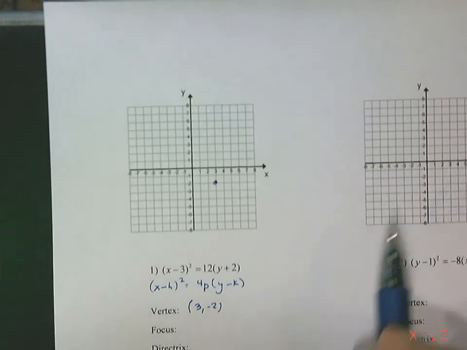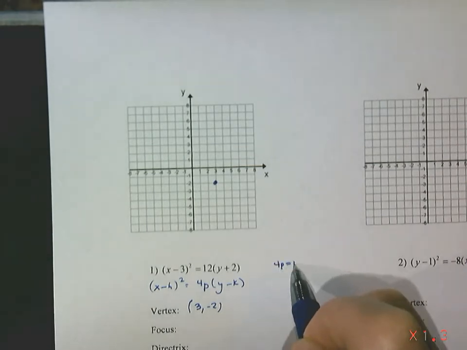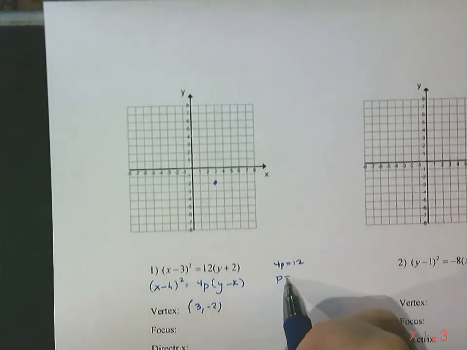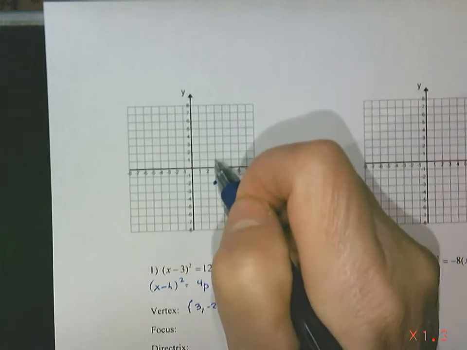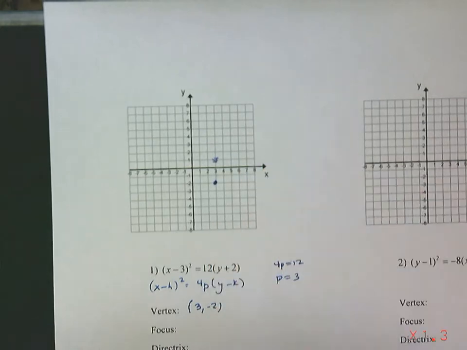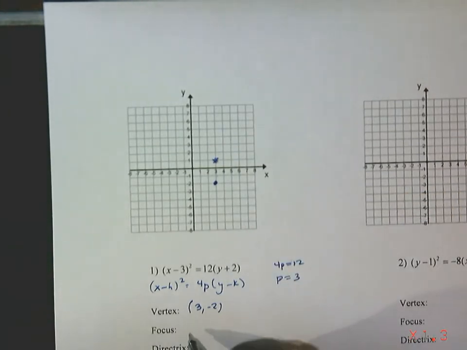Then I know that this is going to open up, so I need the distance that it goes to the focus. My distance, 4p, is equal to 12. Since 4p equals 12, I know p is going to equal 3. So the distance I'm going to have to go up is going to be 3. So here's my focus here. The focus is a point, but I don't want to confuse it with my parabola, so I'm just going to mark it as an asterisk. So my focus is going to be the point (3, 1), or (h, k + p).